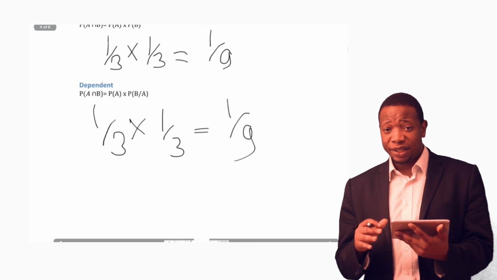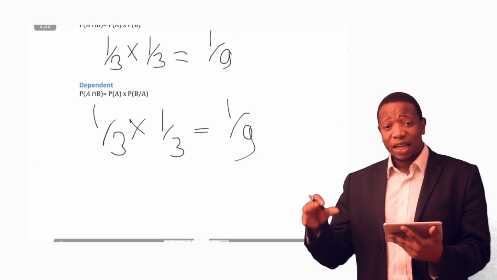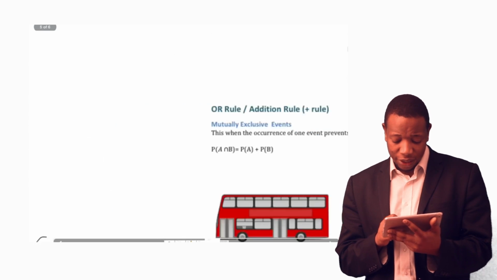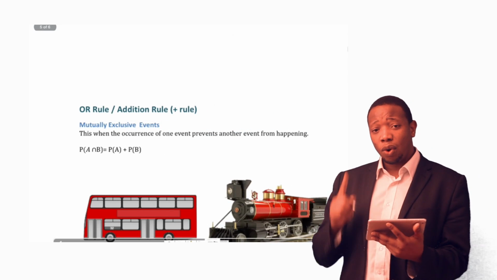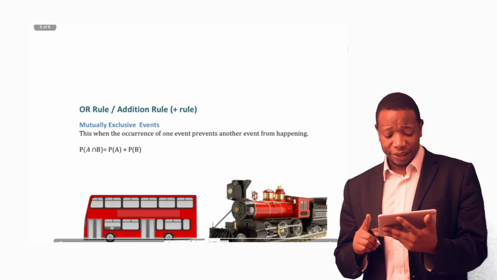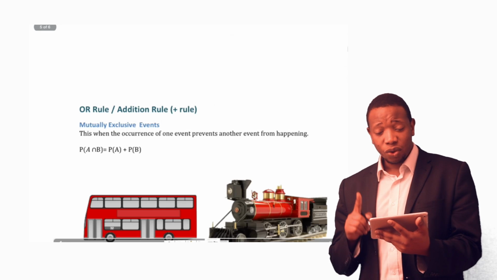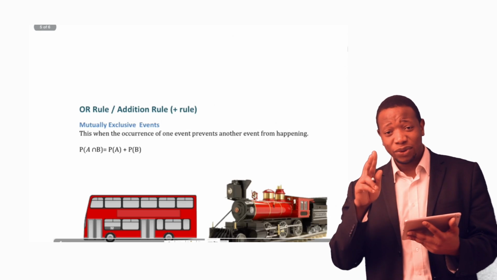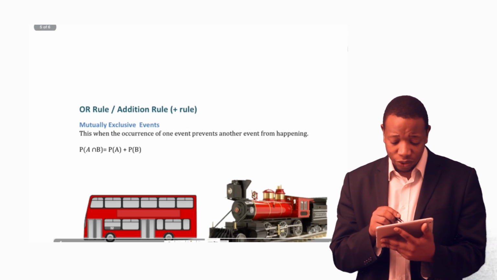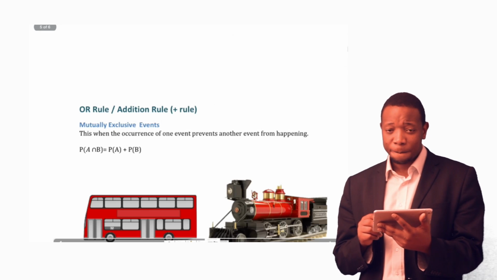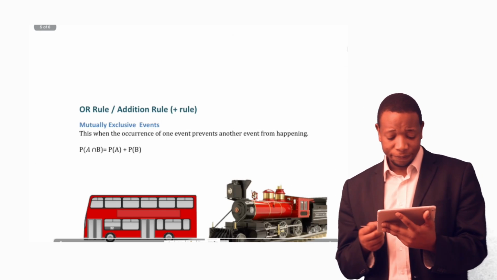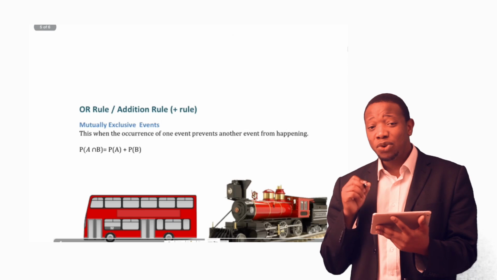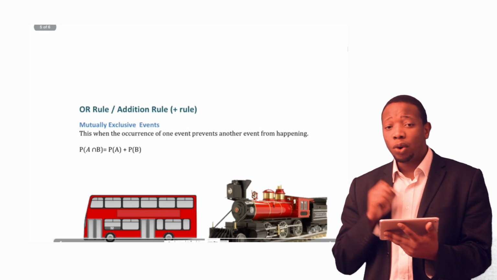Now, those are the rules of probabilities. We're going to be applying them in a question that we're going to be doing in a minute. Now, let's look at the other rule, the OR rule. The OR rule says you need to add, but again, it depends on two conditions. This depends on whether the events are mutually exclusive or not mutually exclusive.